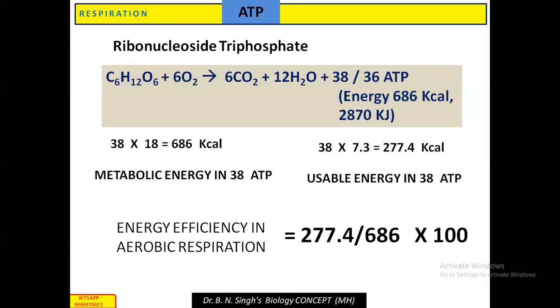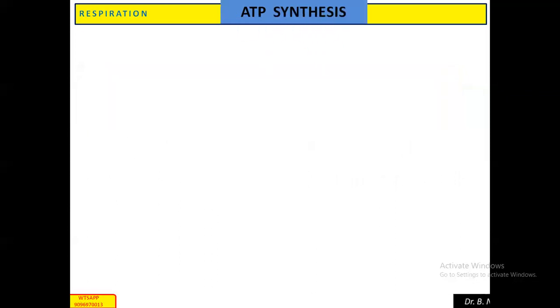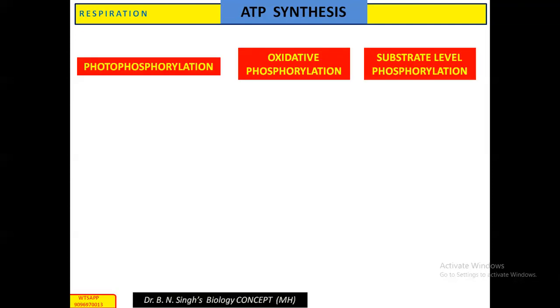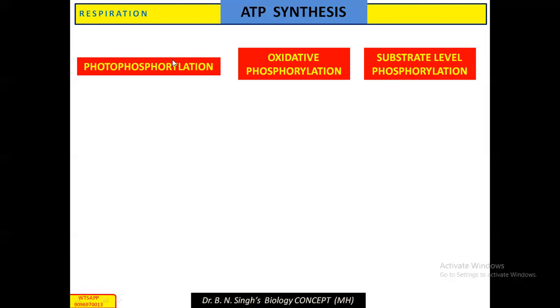Now the next topic is, how does ATP synthesis occur? What are the different processes that take place in an organism for the synthesis of ATP? There are three important processes where ATP synthesis is carried out. The first process is photophosphorylation. The second one is oxidative phosphorylation. The third one is substrate level phosphorylation. Phosphorylation means ATP synthesis.